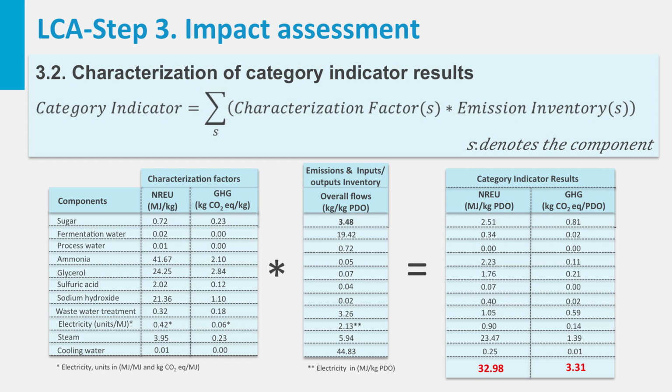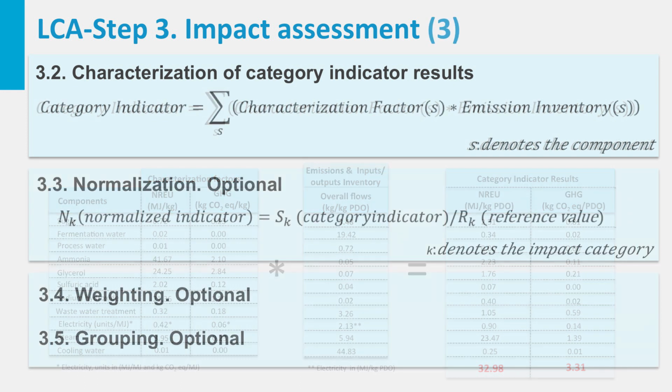The table on your left shows the characterization factors or emissions values taken from literature for non-renewable energy use and for greenhouse gases emissions. These factors are then multiplied to the life cycle inventory results, and then the impact assessment results are obtained. Finally, all contributions are added up, resulting in the total scores for the environmental categories of interest.